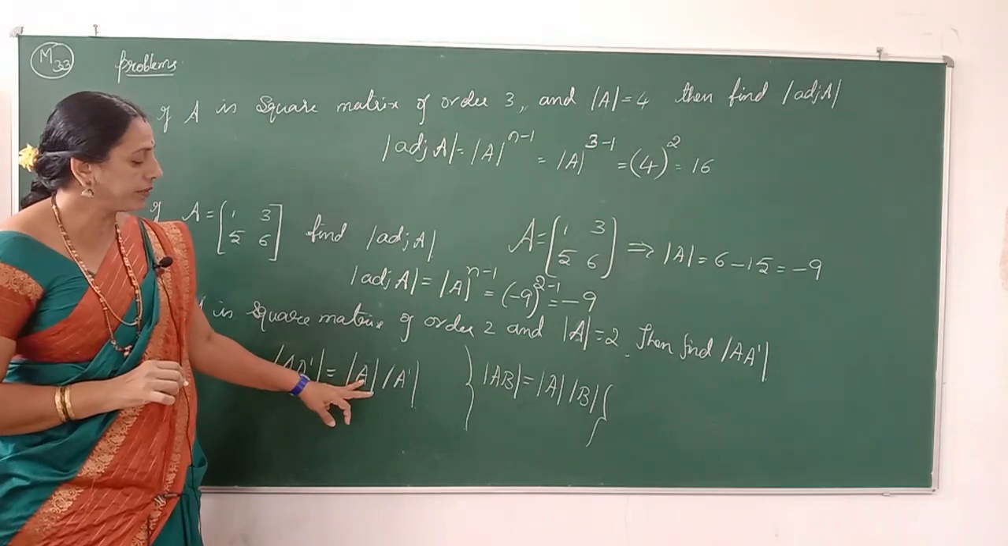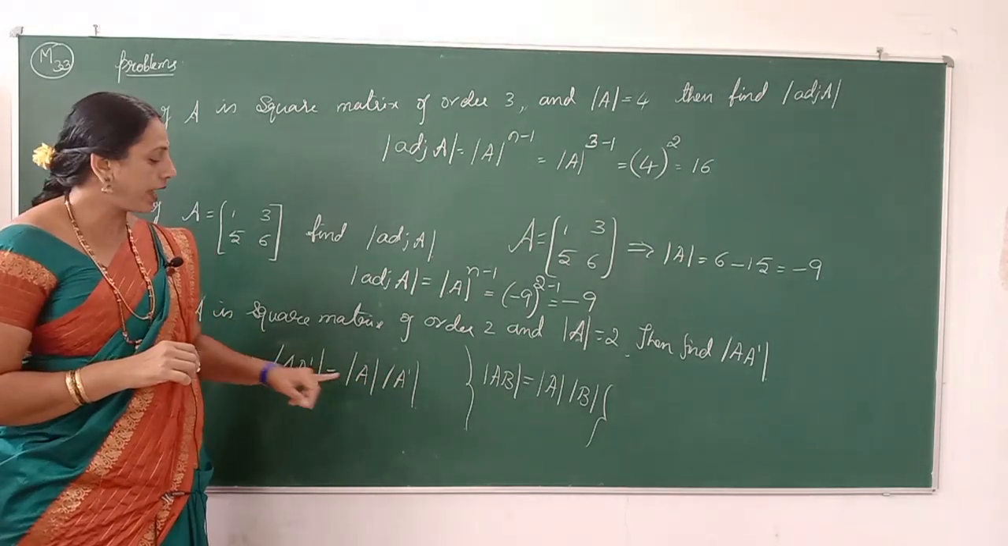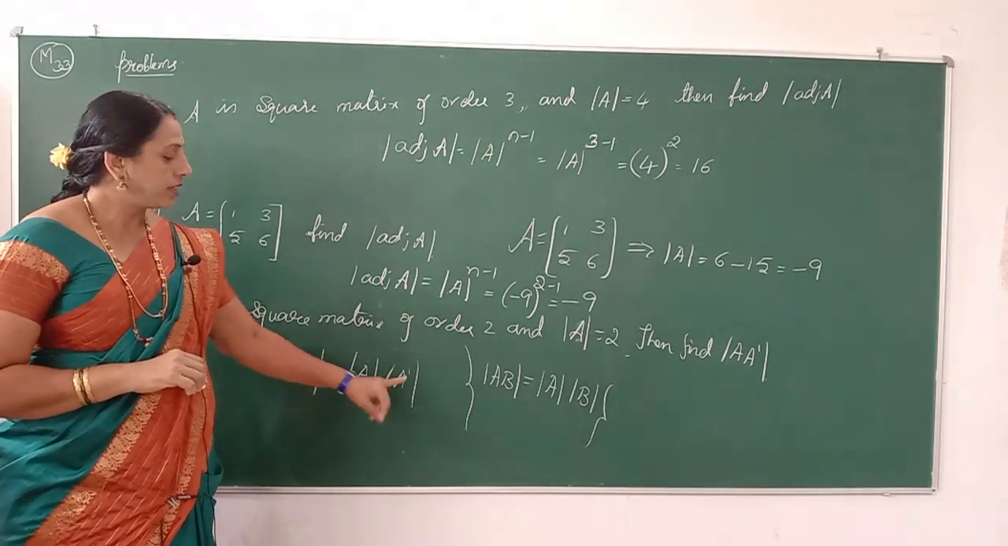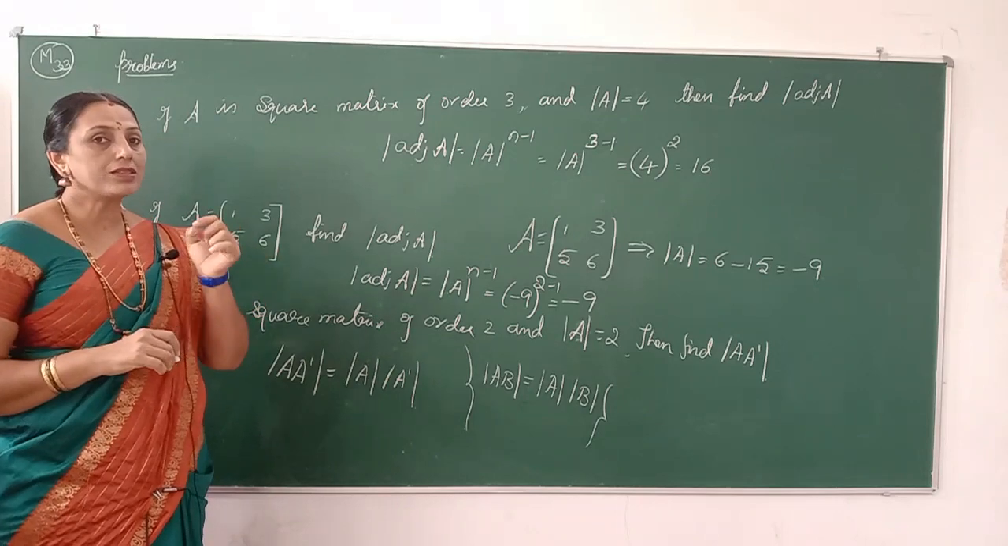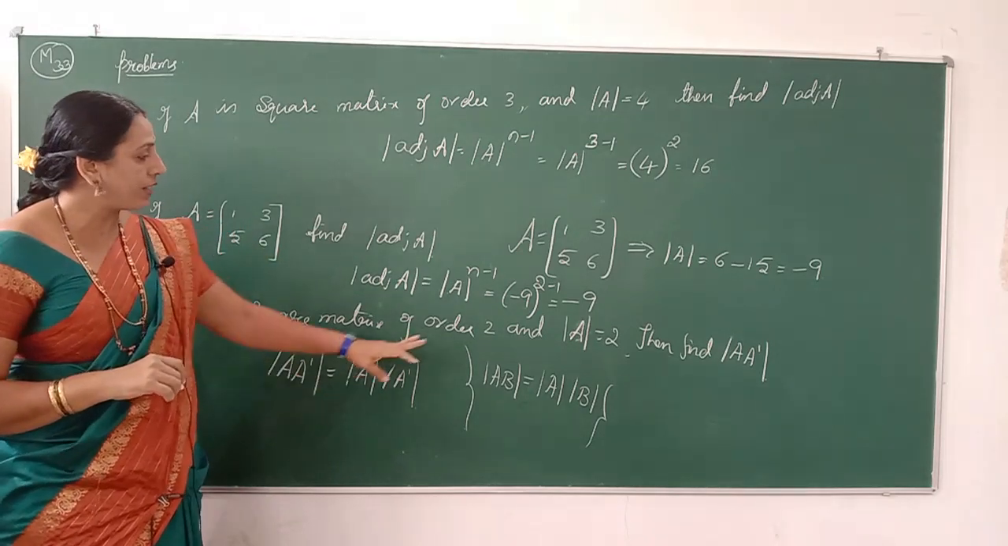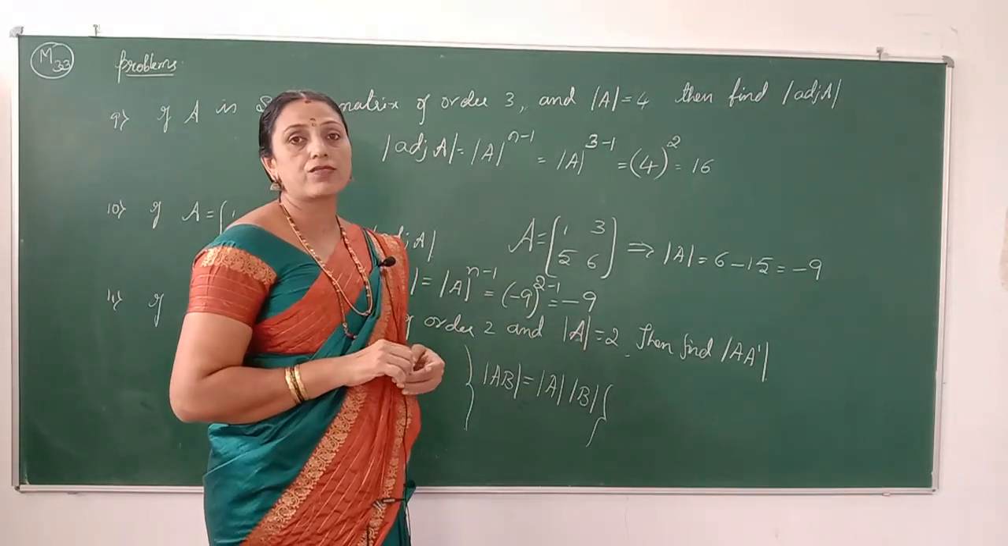One is the given matrix and the other one is the transpose of the matrix. A is the given matrix, then A dash is called the transpose of the matrix. But what about the values of the determinant? Because the determinant of A will be given, but it's not particularly mentioned for A dash.